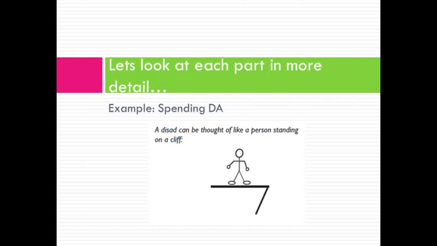So the example that we're going to use is the spending DA, okay? So the big idea of the spending DA is the plan spends money, and if the plan spends money, that means that the government is spending money, and that causes a bad perception of U.S. spending by other countries and investors, which means that they're less likely to invest in the U.S. So this makes sense, right?